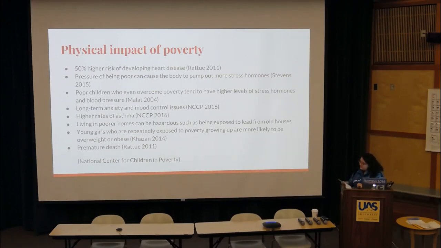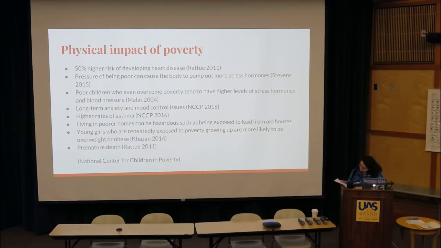So people who live in poverty have a 50% higher risk of developing heart disease. The pressure of being poor can cause the body to pump out a lot more stress hormones. Even after people try to exit poverty, they still feel that stress, especially when they're older and making probably a lot more than what they had when they were a kid.